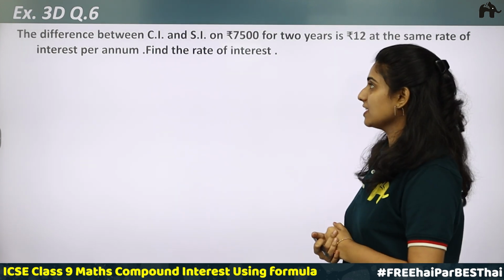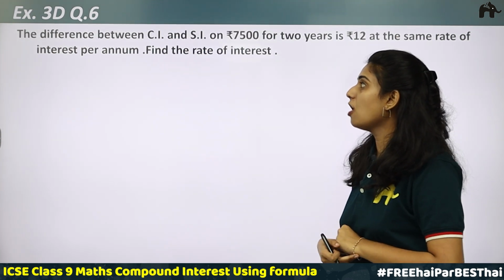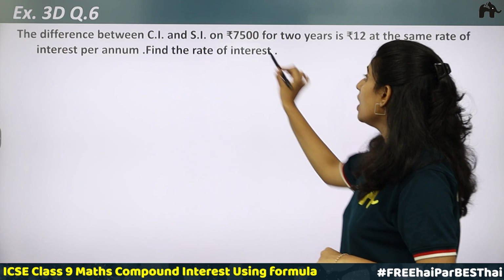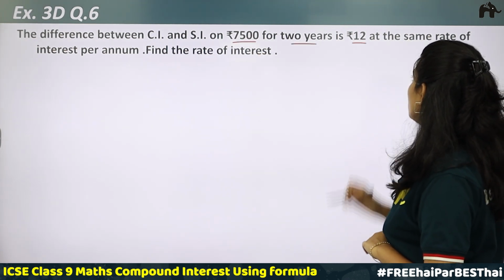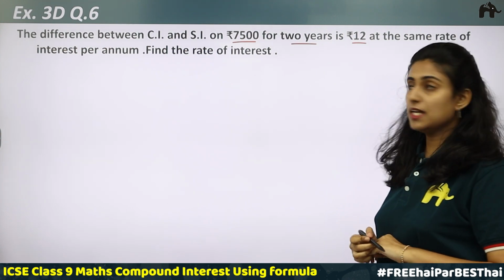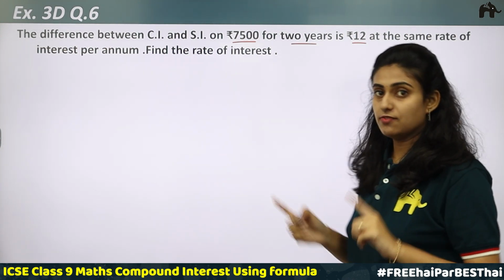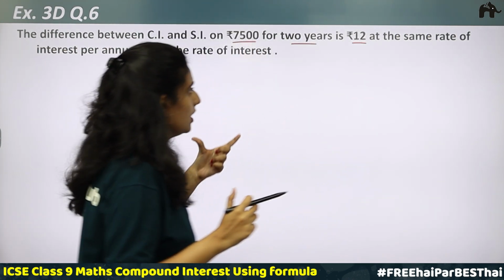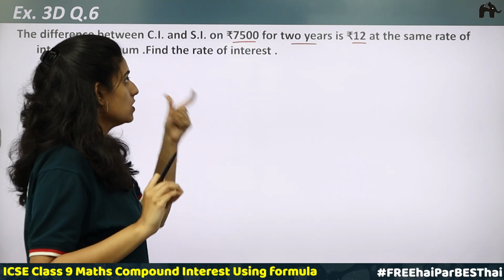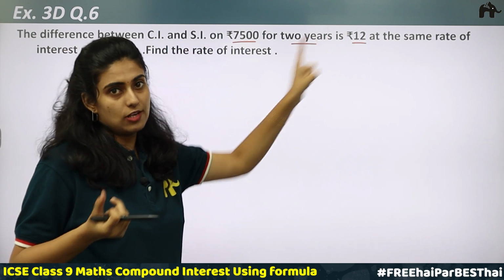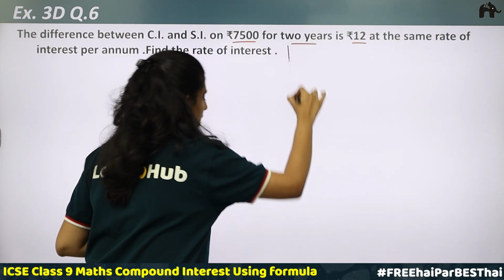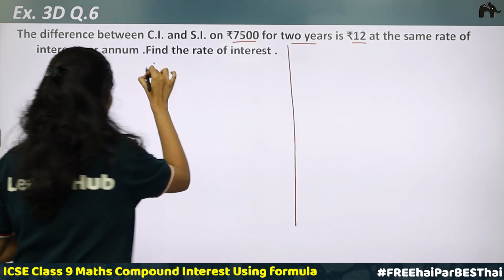Question number 6 of exercise 3D. The difference between compound interest and simple interest on rupees 7,500 for 2 years is rupees 12 at the same rate of interest per annum. Find the rate of interest. To find the rate of interest, we have to make separate equations for simple interest and compound interest, and the difference is given to be equal to 12, with which we are going to find the rate of interest. So first, to find simple interest.